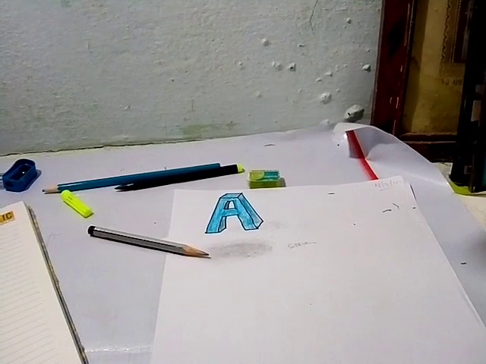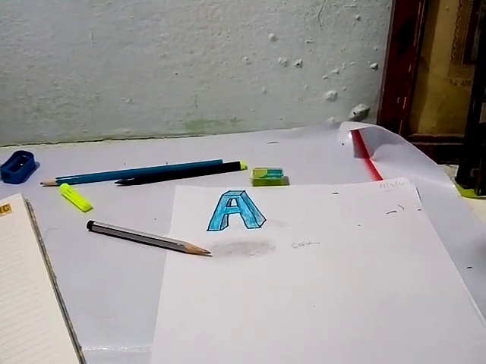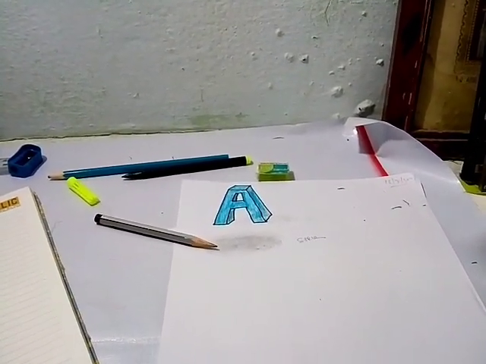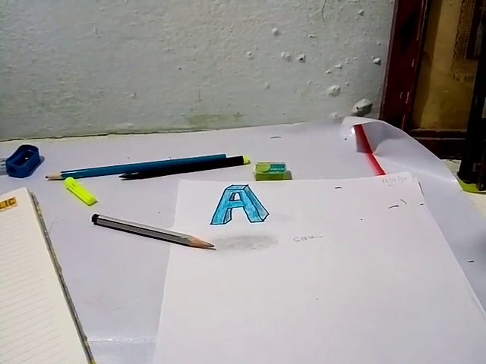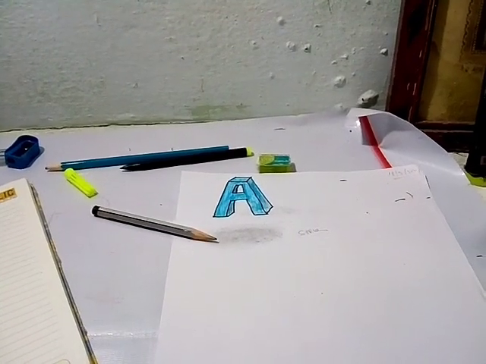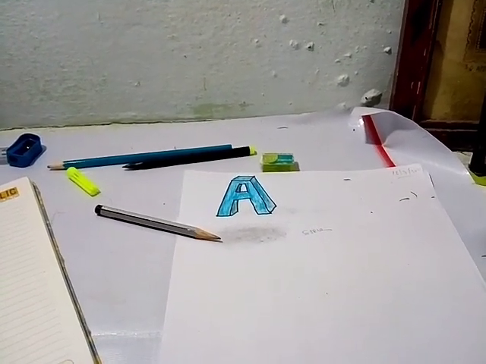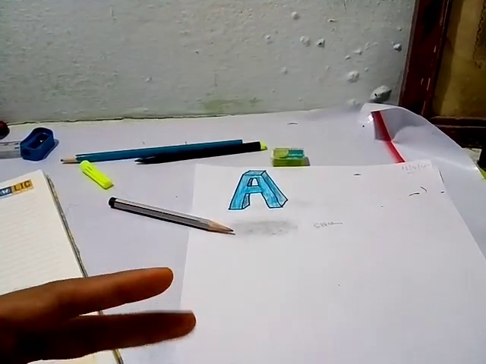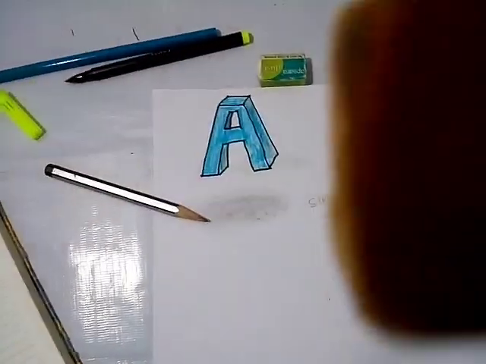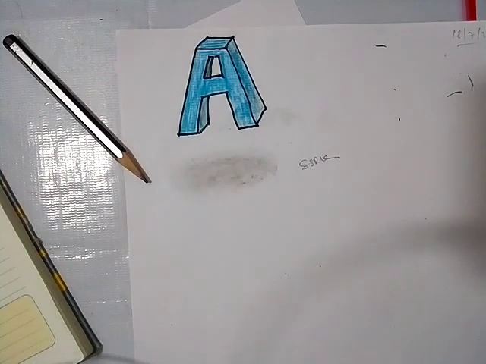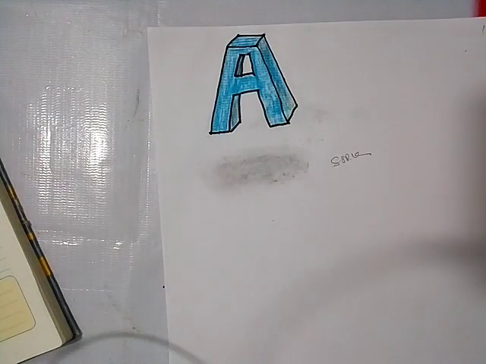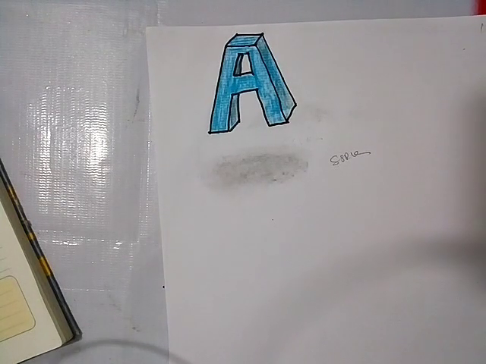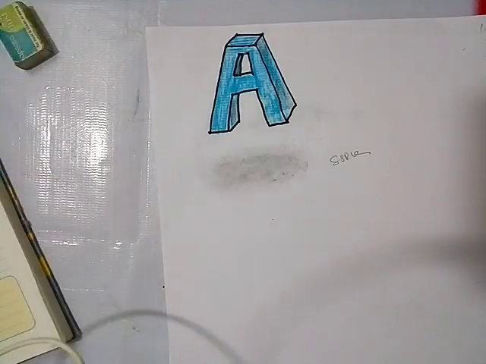Okay guys, I hope you are enjoying this. Yes, you can also write other alphabets using this technique. This is the second technique, the levitating technique. The first technique is shadow, the second one is levitating, and the third one is the paper folding technique. Using paper folding also you can create 3D letters.